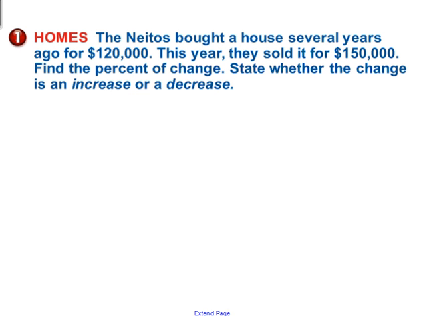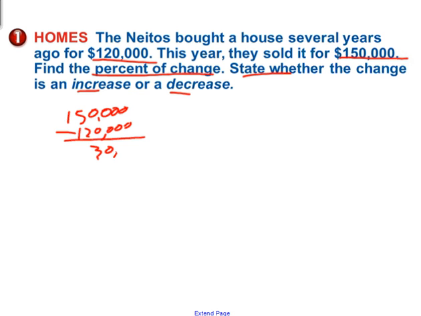The Nitos bought a house several years ago for $120,000. This year they sold it for $150,000. Find the percent of change. State whether the percent of change was an increase or a decrease. Well, let's find the amount of change, which would be the $150,000 that they sold it for, minus the $120,000 that they paid for it. So the raw amount of change was $30,000.